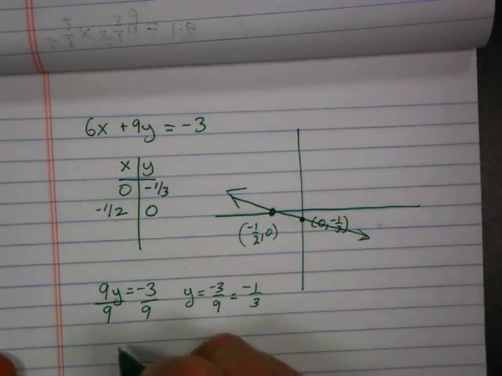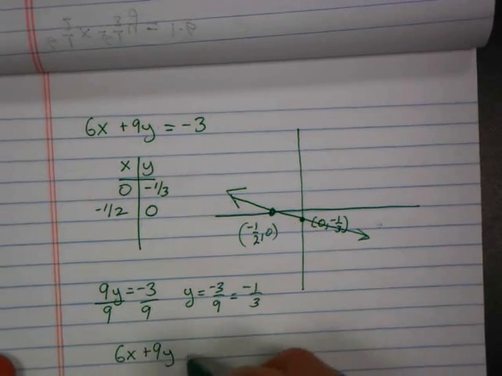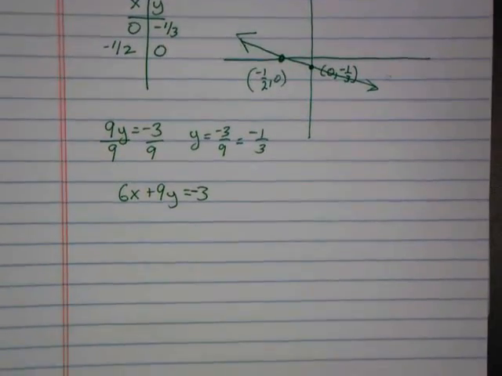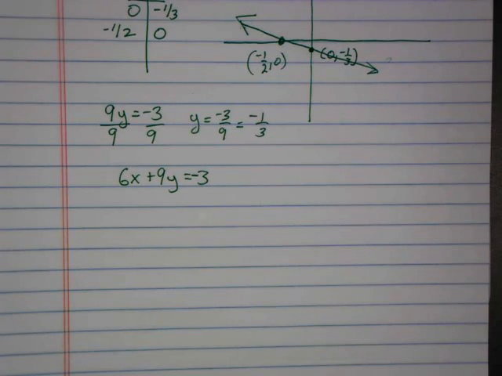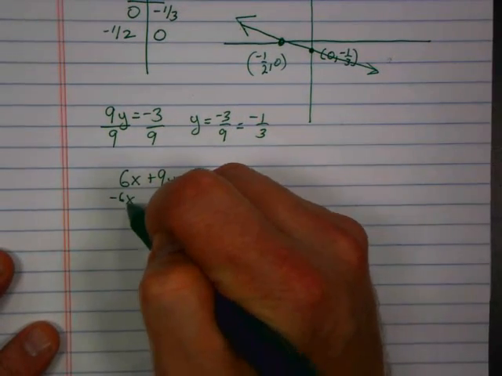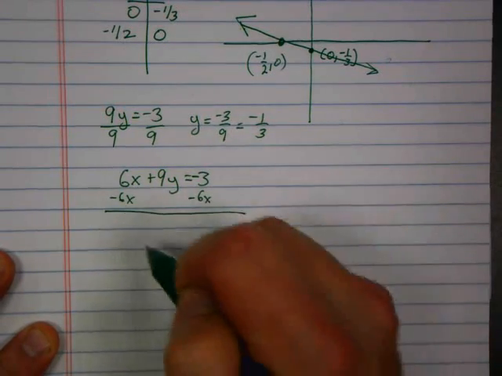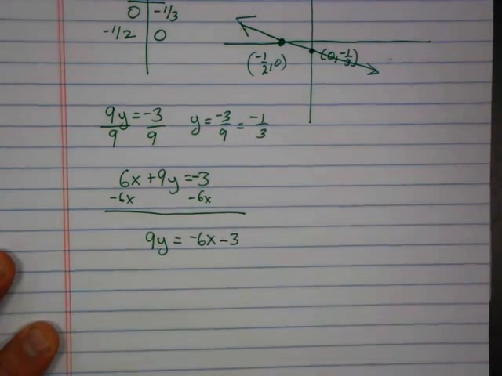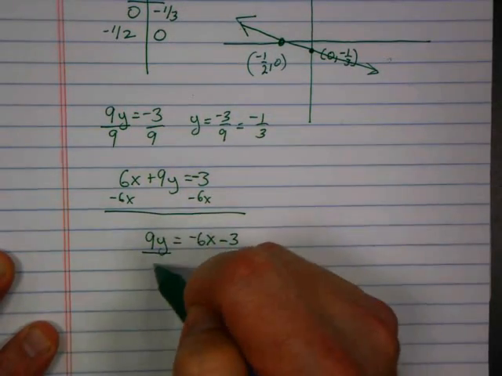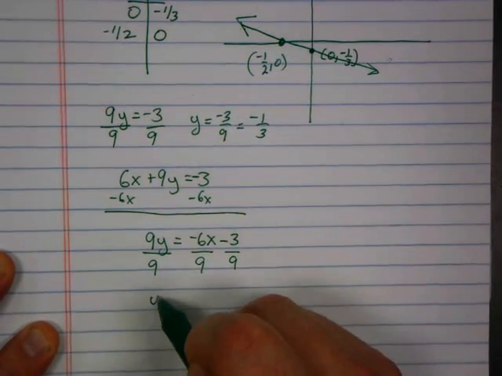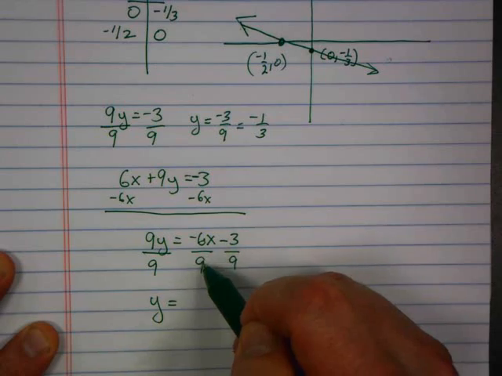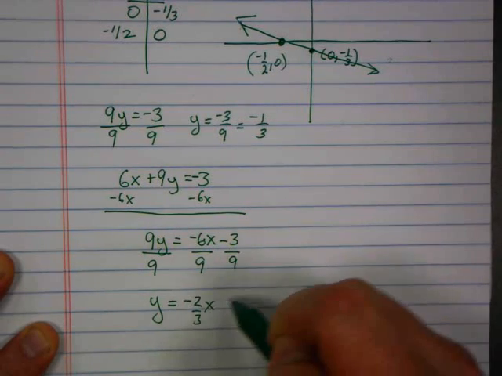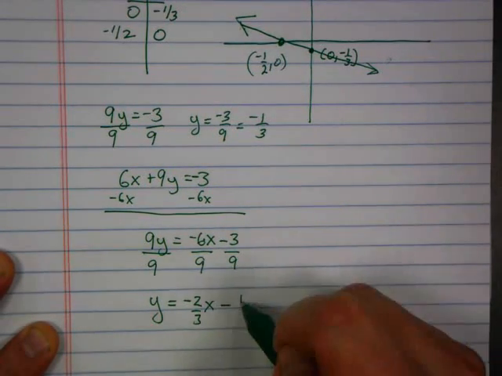Now, I want to do the same question over again. But I want you to get y all by itself. What would you have to do to get y all by itself? Subtract the 6x. 9y is minus 6x minus 3. And then divide by 9. So y equals, what's -6 divided by 9? You can reduce top and bottom by 3, -2/3 x minus, not 3, minus 1/3.